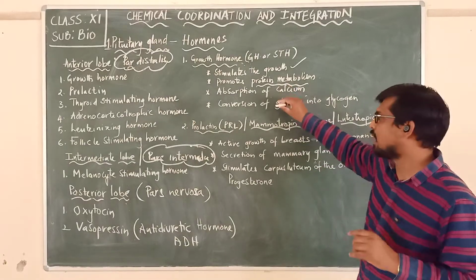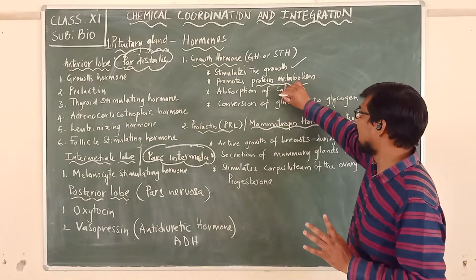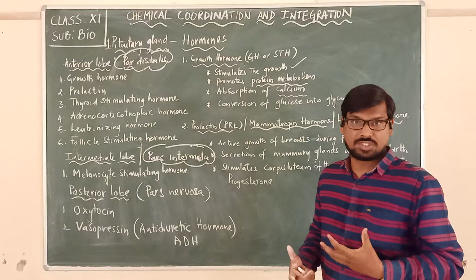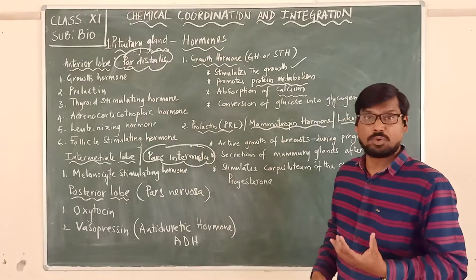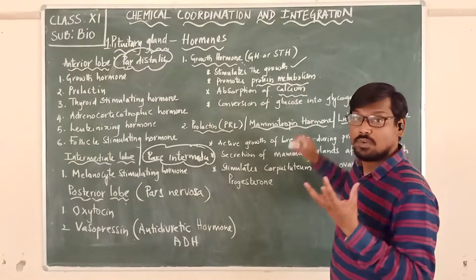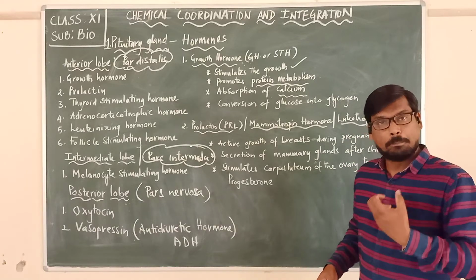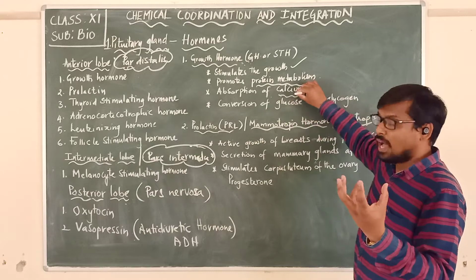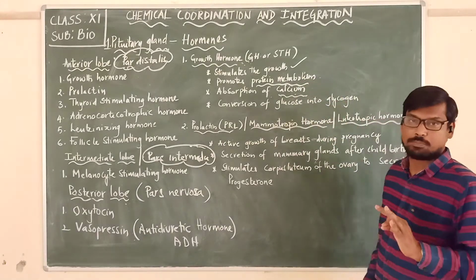And at the same time, absorption of calcium. From where is the calcium absorbed? It is from the bowels, which means the digestive system. So growth hormone also helps in absorption of calcium from the diet, from the food that we take, from the bowels. Bowels means the digestive system. So from the bowels the calcium is absorbed.